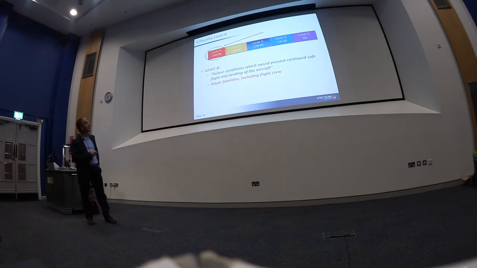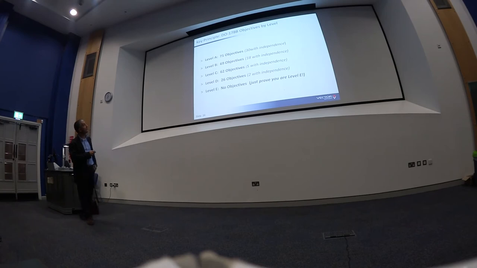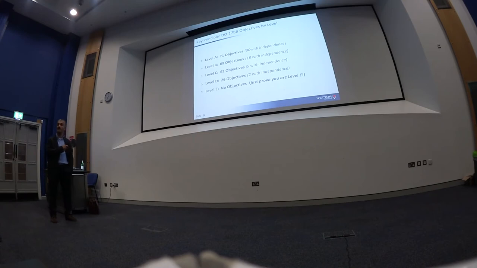So if you go back here, you see the difference between the levels. At level A, you should comply with all the 71 objectives, and 30 with independence. Independence of the doer and the reviewer. So you write the code, I review the code. You write the test, I review the test. Independence, okay? Level B, only two objectives difference, but much less independence. At level C, 62 objectives and less independence.